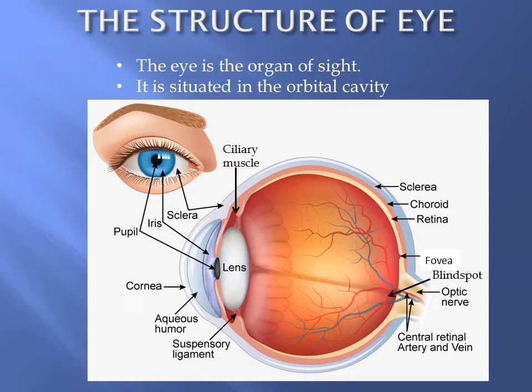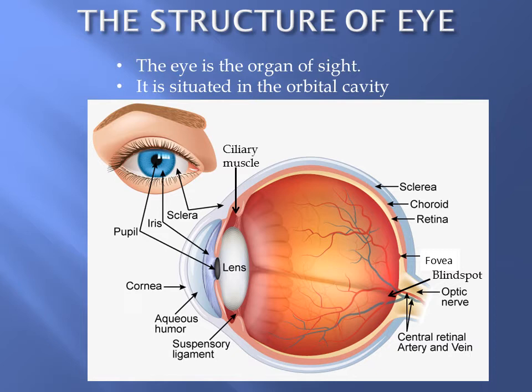Then the pupil. What is the pupil? It is the central opening of the iris on the inside of the eye. The pupil appears black in color. It allows light to reach the retina. And then the lens. The lens is a biconvex transparent structure present behind the pupil. By changing the shape of the lens, it can change the focal distance of the eye.